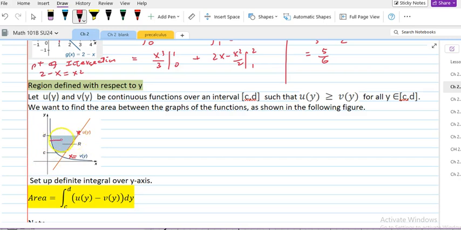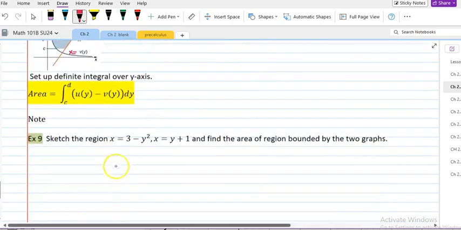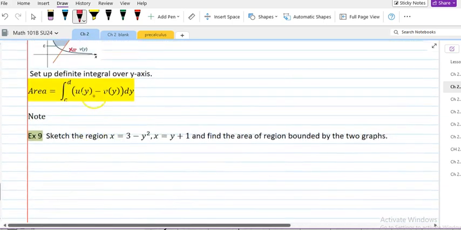So you can look at a representative rectangle like this, with width dy. The rightmost curve would be u of y. So you would say A equals the integral from c to d of u of y minus v of y dy, because u of y is greater than or equal to v of y, and this is dy. So everything is in terms of y. Okay, so this is the formula.